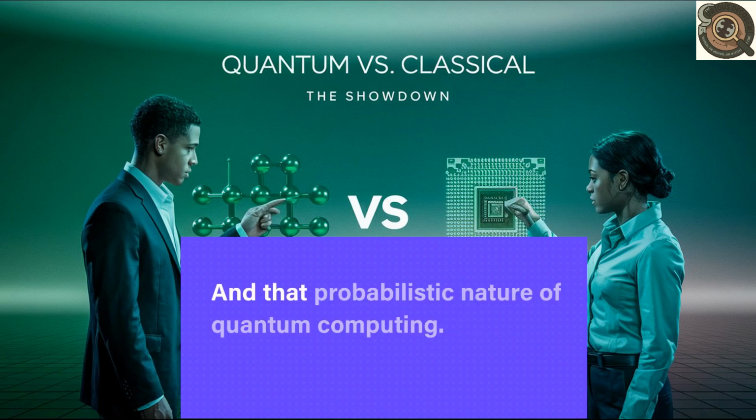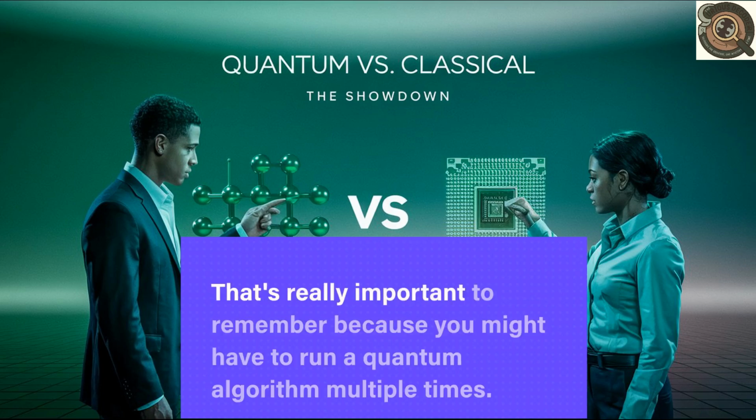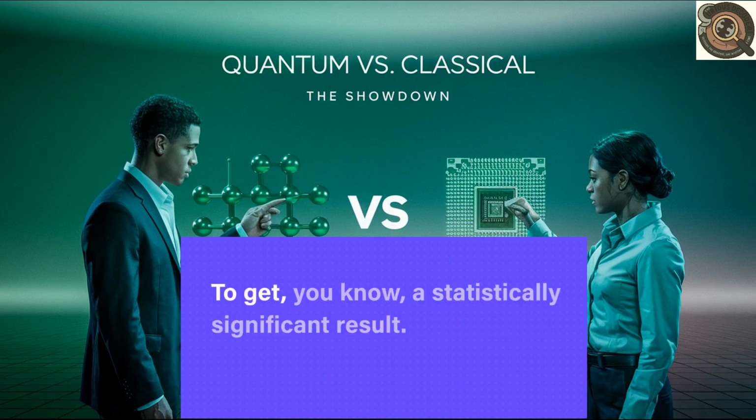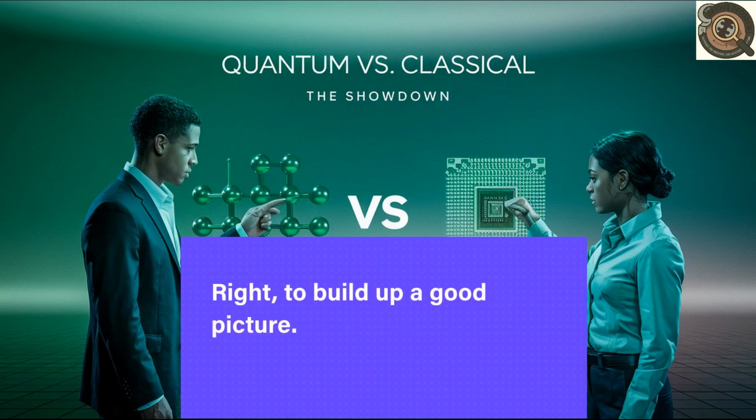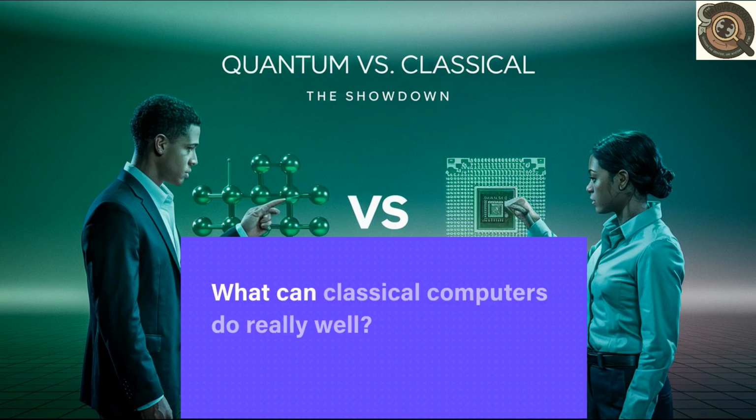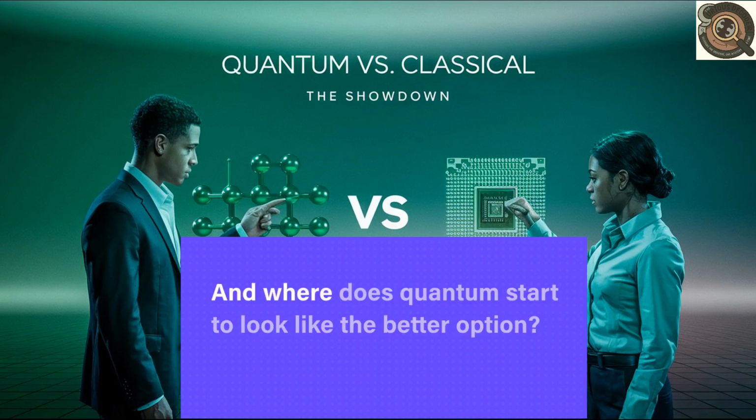That probabilistic nature of quantum computing is really important to remember, because you might have to run a quantum algorithm multiple times to get a statistically significant result, to build up a good picture. Okay, so let's get down to it. Let's break down strengths and weaknesses, head to head. What can classical computers do really well? Where do they struggle? And where does quantum start to look like the better option?